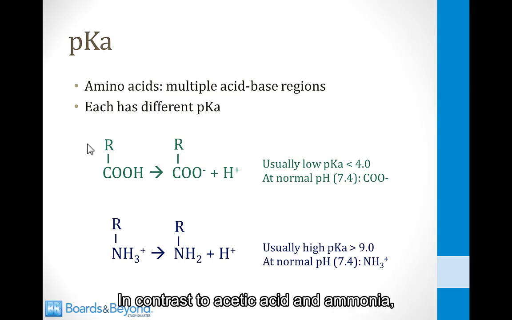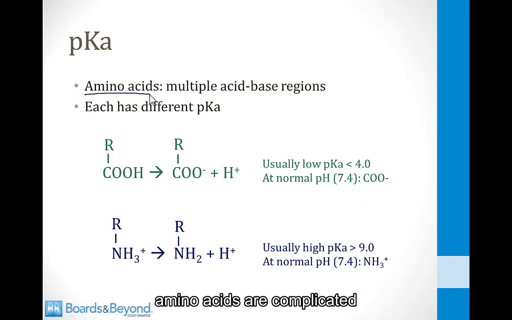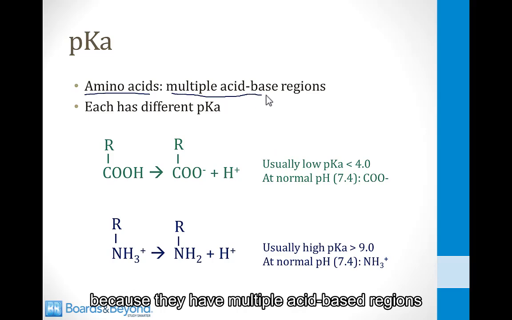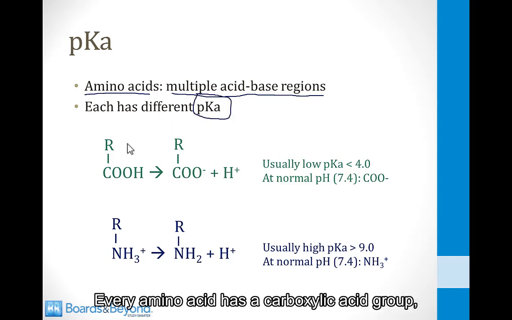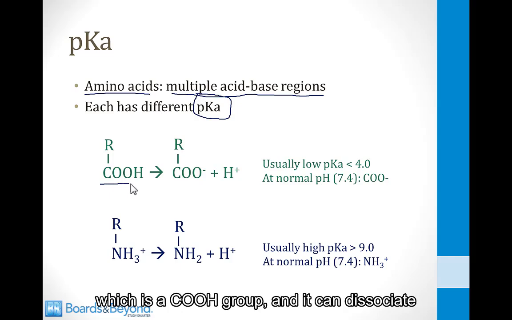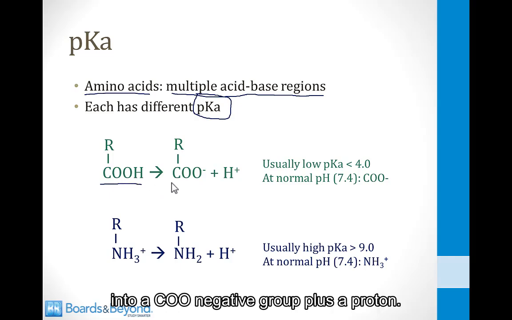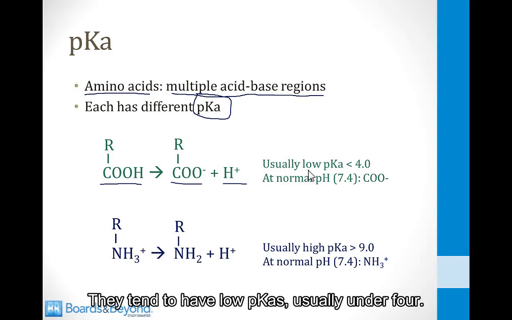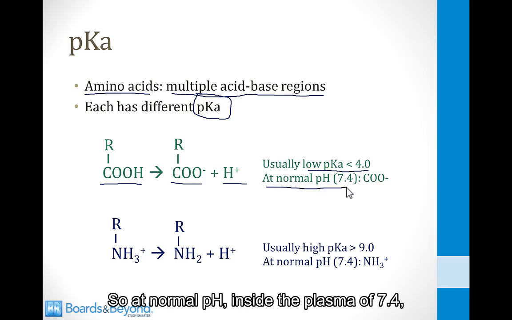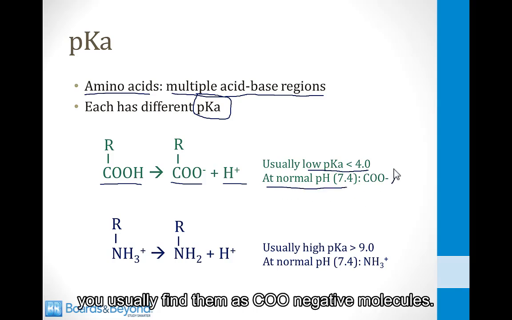In contrast to acetic acid and ammonia, amino acids are complicated because they have multiple acid-base regions of the molecule, and each has its own pKa value. Every amino acid has a carboxylic acid group, which is a COOH group, and it can dissociate into a COO negative group plus a proton. The carboxylic acid groups tend to behave like acetic acid. They tend to have low pKa's, usually under 4. So at normal pH inside the plasma of 7.4, you usually find them as COO negative molecules.